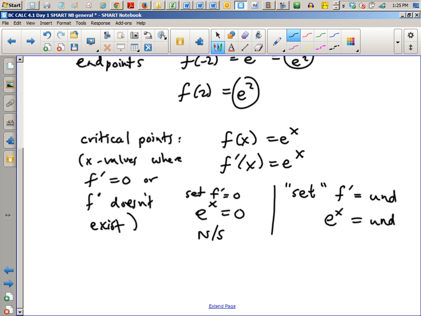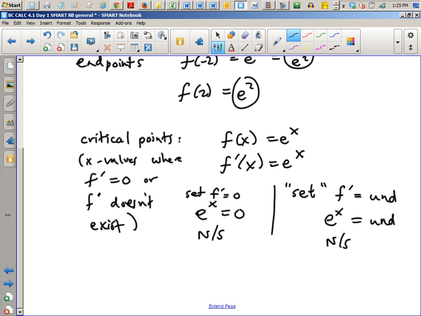Are there any numbers that we cannot plug into e to the x? All real numbers. Yeah. So listen, e to the x shouts two things. E to the x shouts, "I'm positive," and it shouts, "I'm hungry." Can you hear it? I can't. It means e to the x will take any number. You can put any number into e to the x.